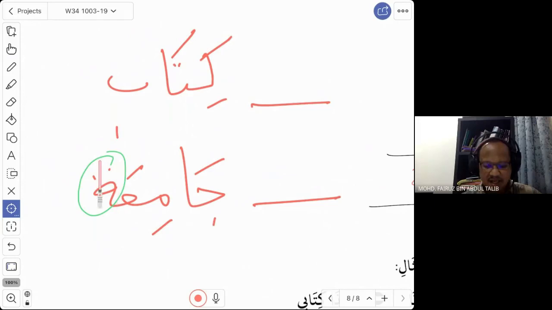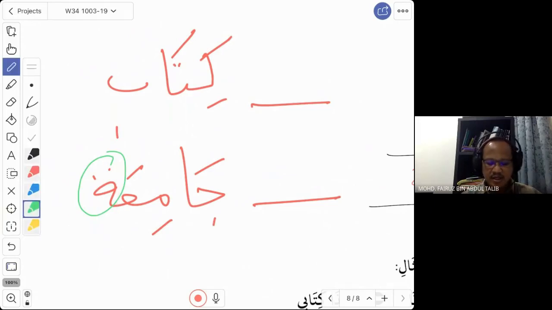When you have this ta, the gender of the word is a female or feminine word. So that is the gender of the word. Again, I repeat, the gender of the word, not the gender of the object. The object has no gender, but the word itself is a feminine word.